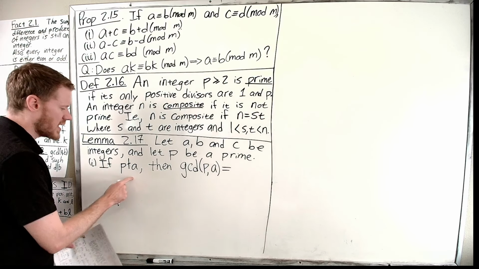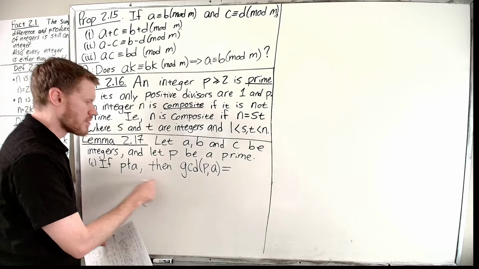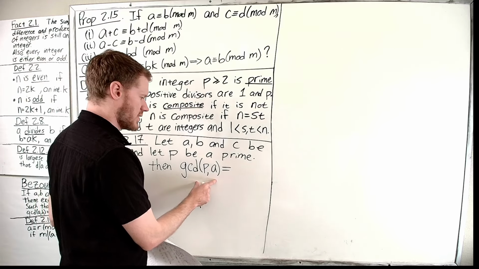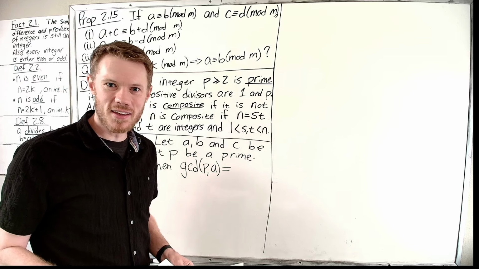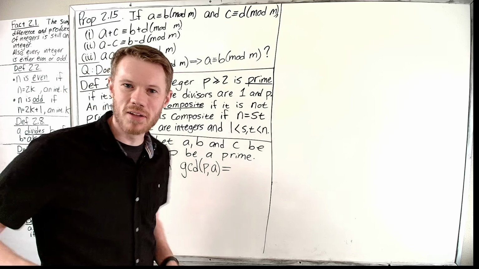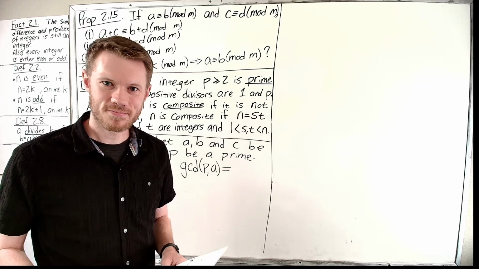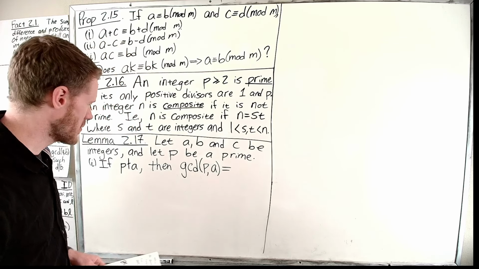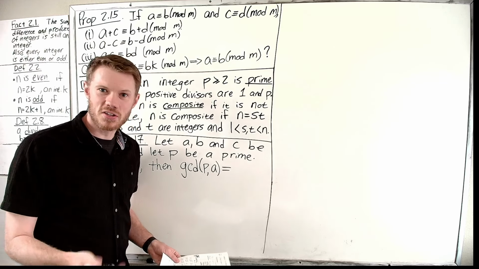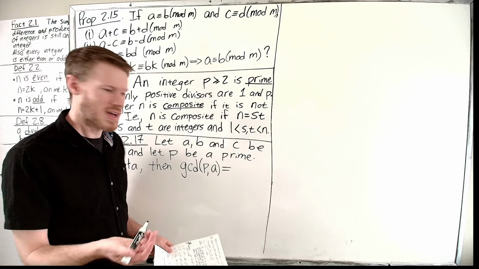If p does not divide an integer a, then the GCD of p and a equals blank. What do you think is that blank? What should go right there? Take a moment to think about that. Pause the video if you want. Yeah, the answer, well, what should it be?